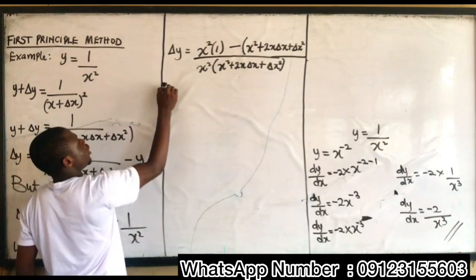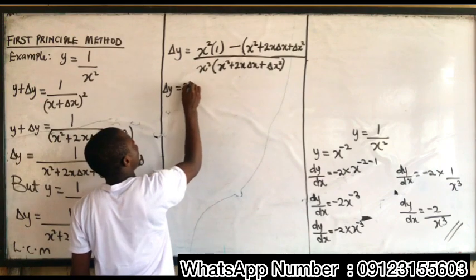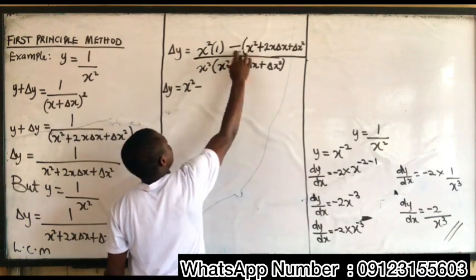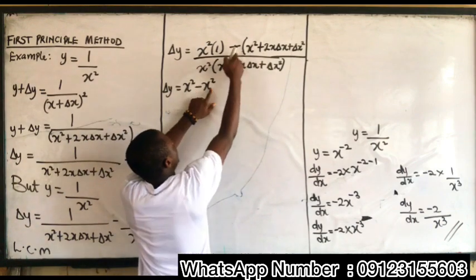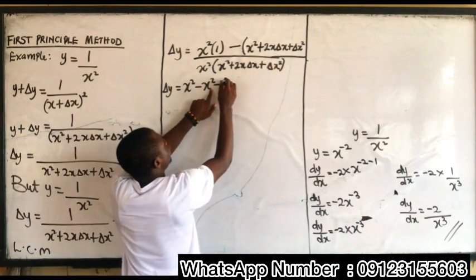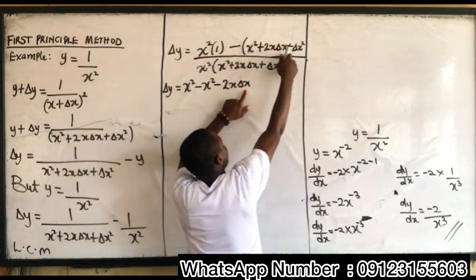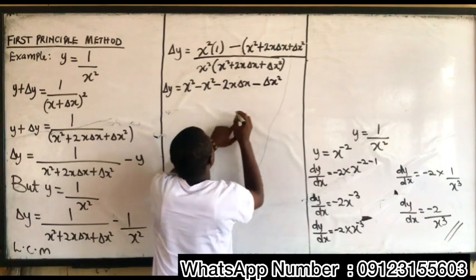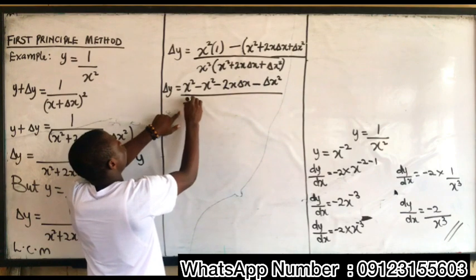My change in y is now equal to x squared multiplied by 1. I have x squared minus, if I expand this, I'll have minus x squared minus 2x change in x minus change in x squared, over x squared.